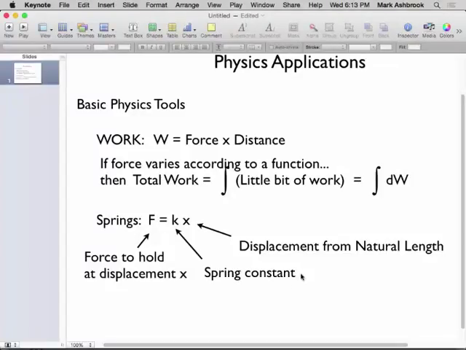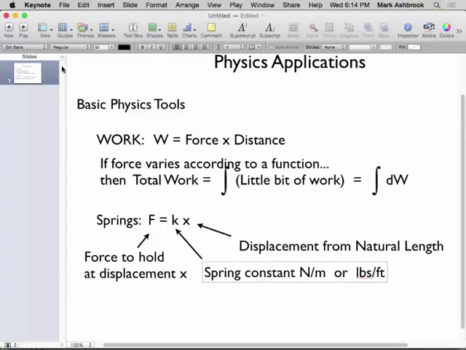Okay, so spring constants have units of newtons per meter, that would be metric, or pounds per foot, English. And just to remind you, our force units are newtons in metric and pounds in English.